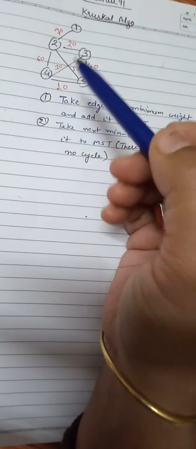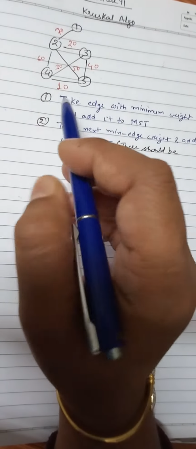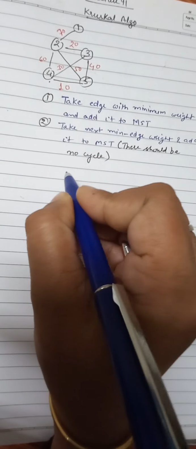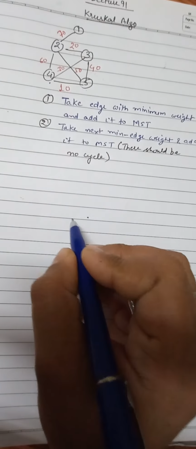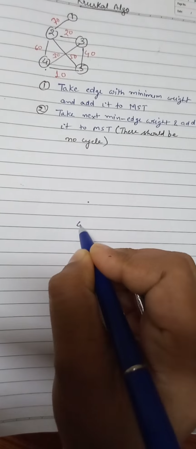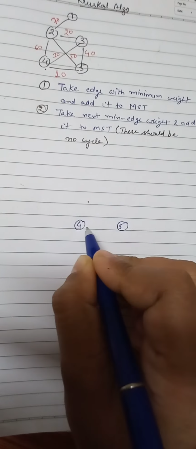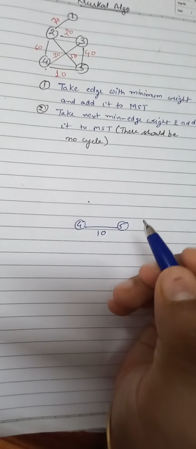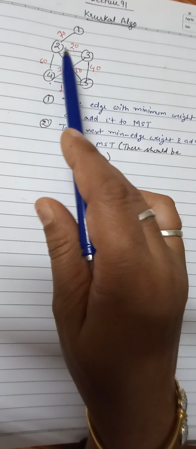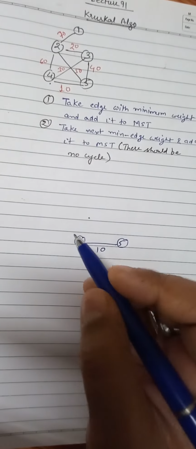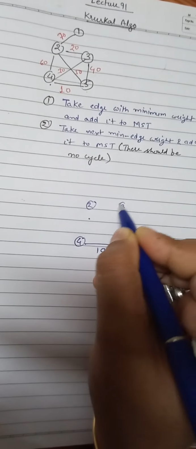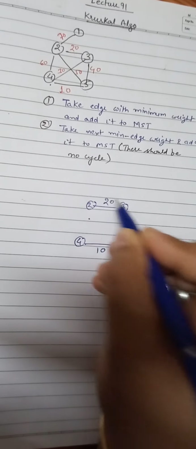So first we will see accordingly this. We have this one. So what is the minimum edge? With 10, this from 4 to 5 vertex. So we will write 4 to 5 vertex here. The first thing we can say here is from 4, 5 vertex with weight 10. The next one is what? The minimum is 20 with 2 and 3 vertex. So we will take this one. We will take 2 and 3 with weight 20.